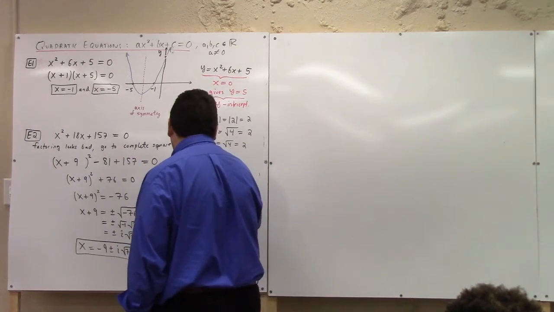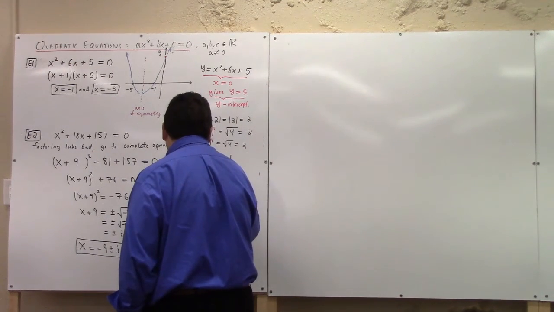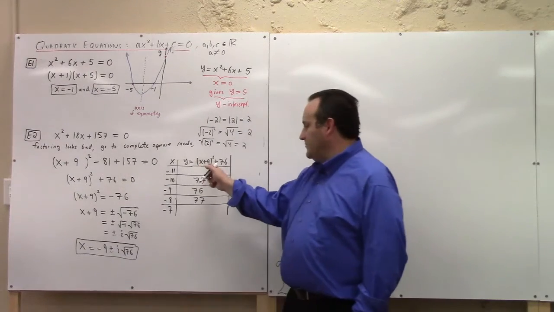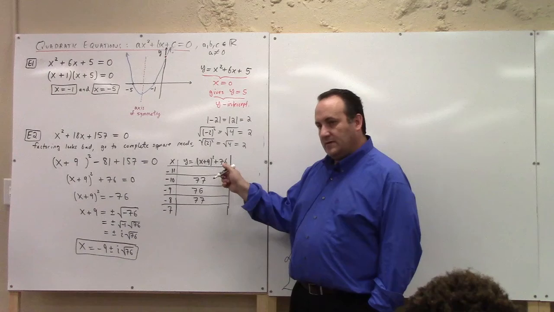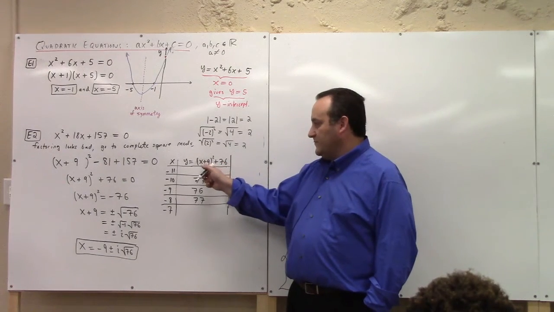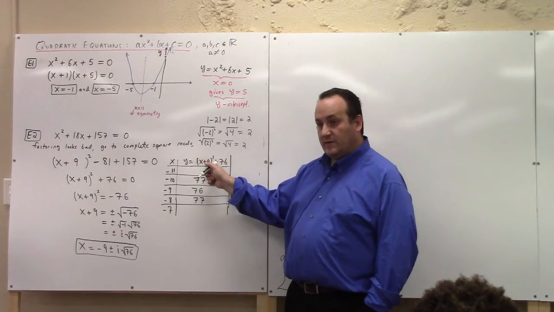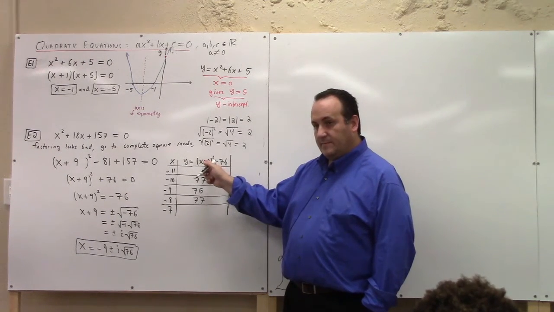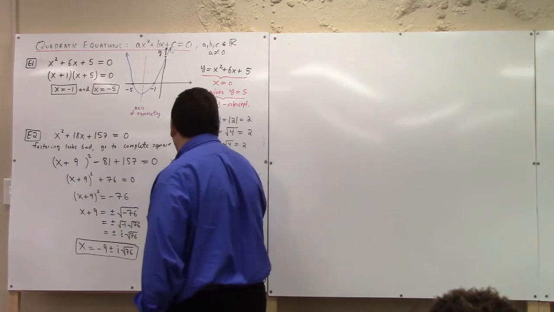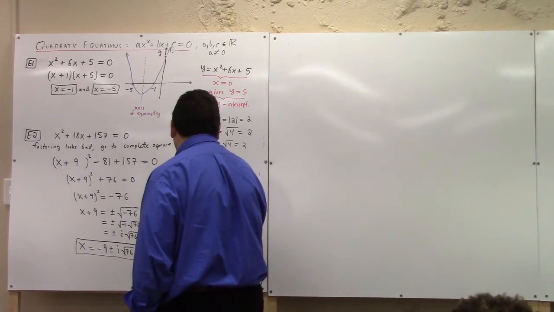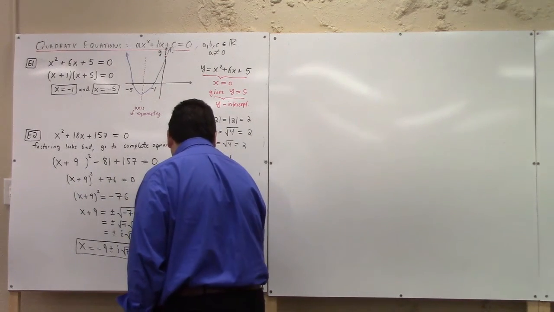And the same thing happens at minus 8. At minus 8, you get minus 8 plus 9, which is 1. 1 squared plus 76 is 77. What happens when we plug in minus 11? Well, we get minus 11 plus 9, which is minus 2. Minus 2 squared, well, that's 4, right? So we get 4 plus 76. We get 80. And the same thing happens at minus 7. So that kind of tells you what's going on here.